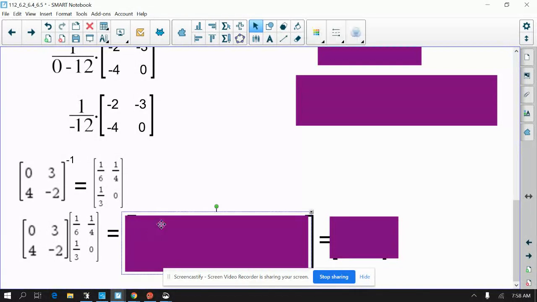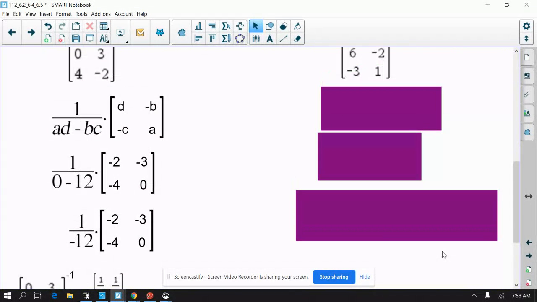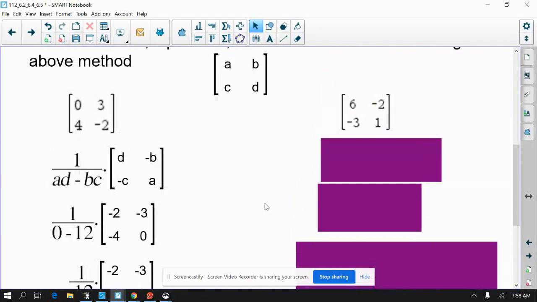And I could show that by multiplying them out. If I multiply two inverses, I'm bound to get the identity element, and I do get it. So when I multiply every row by every column, I do get 1, 0, 0, 1. I guess it's debatable whether that's faster than the other one or not.